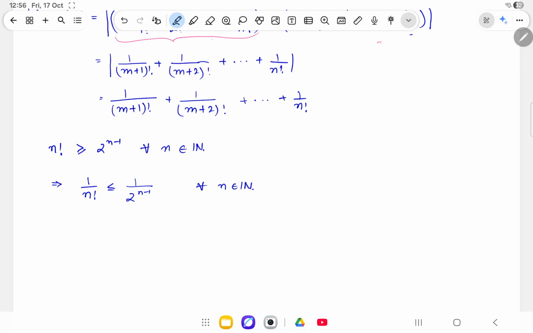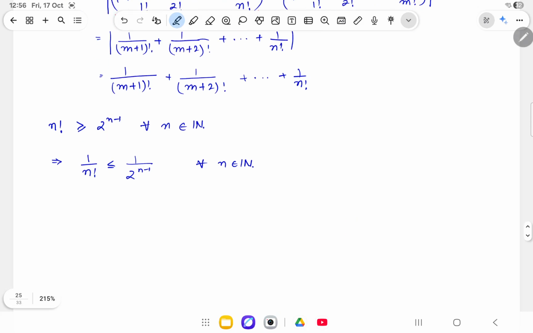We are able to do this because we are considering n as a natural number, so neither n factorial nor 2 raised to n minus 1 will be 0. These will be positive terms only. So let's see how we can apply this relation above. Now I got my Fn minus Fm as 1 by (m plus 1) factorial plus 1 by (m plus 2) factorial up to 1 by n factorial.